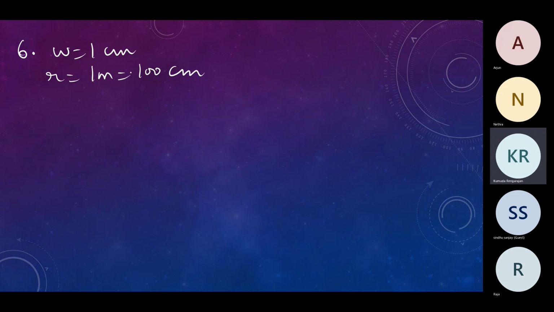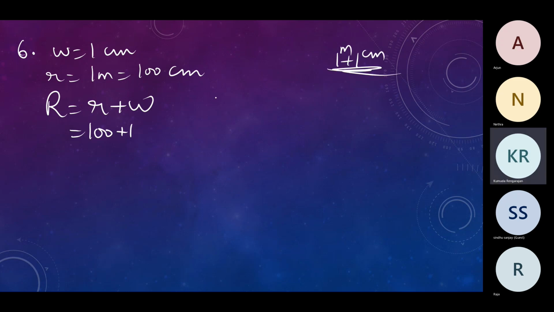So the wall of the hemispherical tank is thick. How thick is the wall? It is 1 centimeter thick. What is the inner radius? 100 centimeters. So the outer radius will be the inner radius plus the thickness. So 100 plus 1. See, they must be in the same unit. It's not 1 plus 1 because this is 1 meter and this is 1 centimeter, so you cannot add this. So 100 centimeter plus 1 centimeter, 101 centimeter.